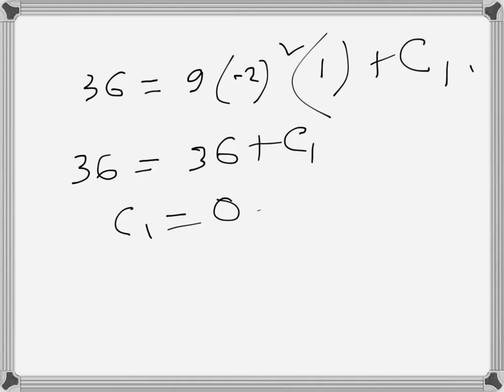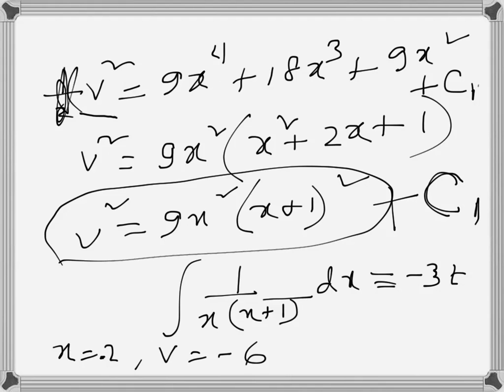So c1 is 0, so even if we ignore it, the result will be the same, but that's wrong. We have to write the integration constant, and then we have to calculate it. In this particular case it was 0, so it didn't affect the result, but it could have been non-zero, so we actually have to do that, of course.